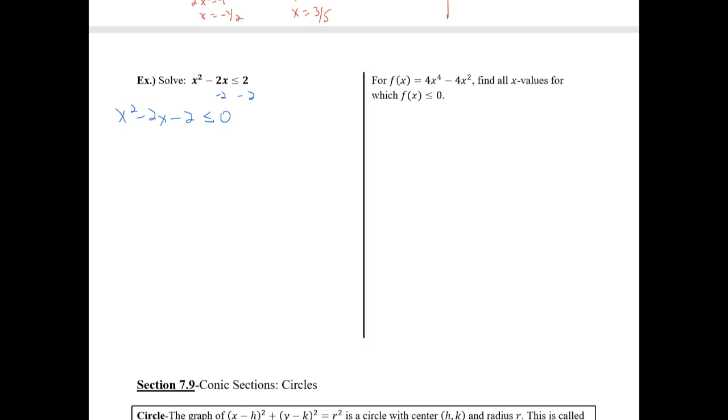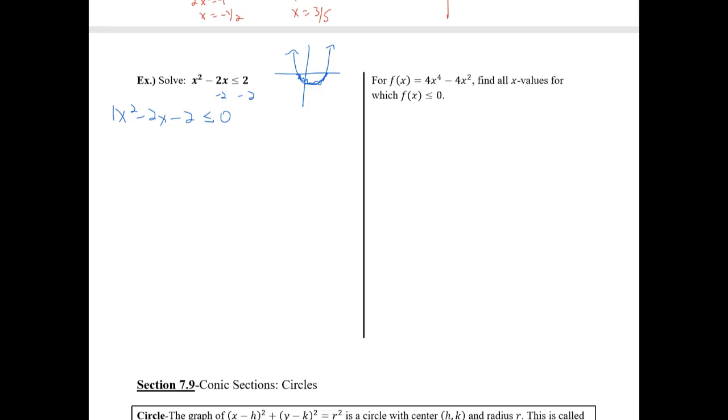Do you want to predict what the region will look like? If I were to draw a graph of this quadratic function, x squared minus 2x minus 2, a value is 1, so it'll be concave up, it'll be facing upward, and I want all the values, all the y values that are less than or equal to 0. So that means all these values down here are below the x-axis. So I think I'm going to end up with just one region that works, that is true.